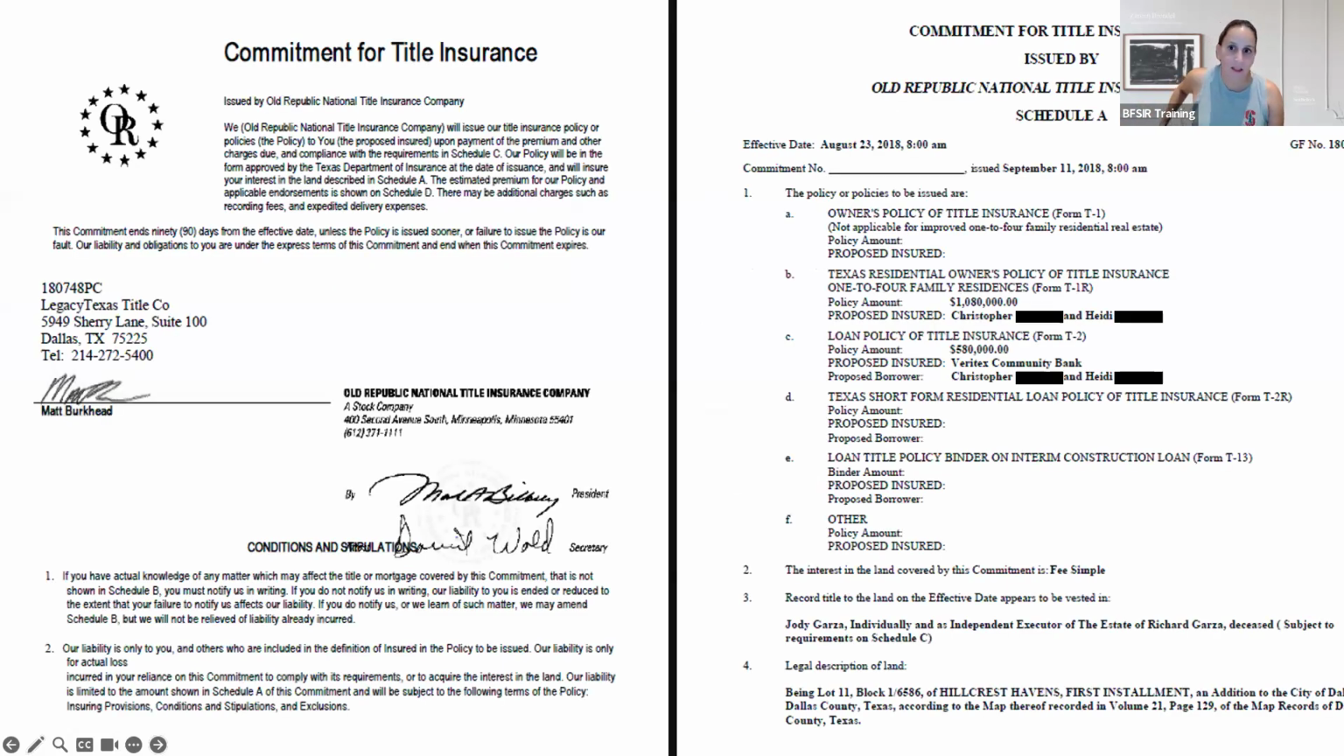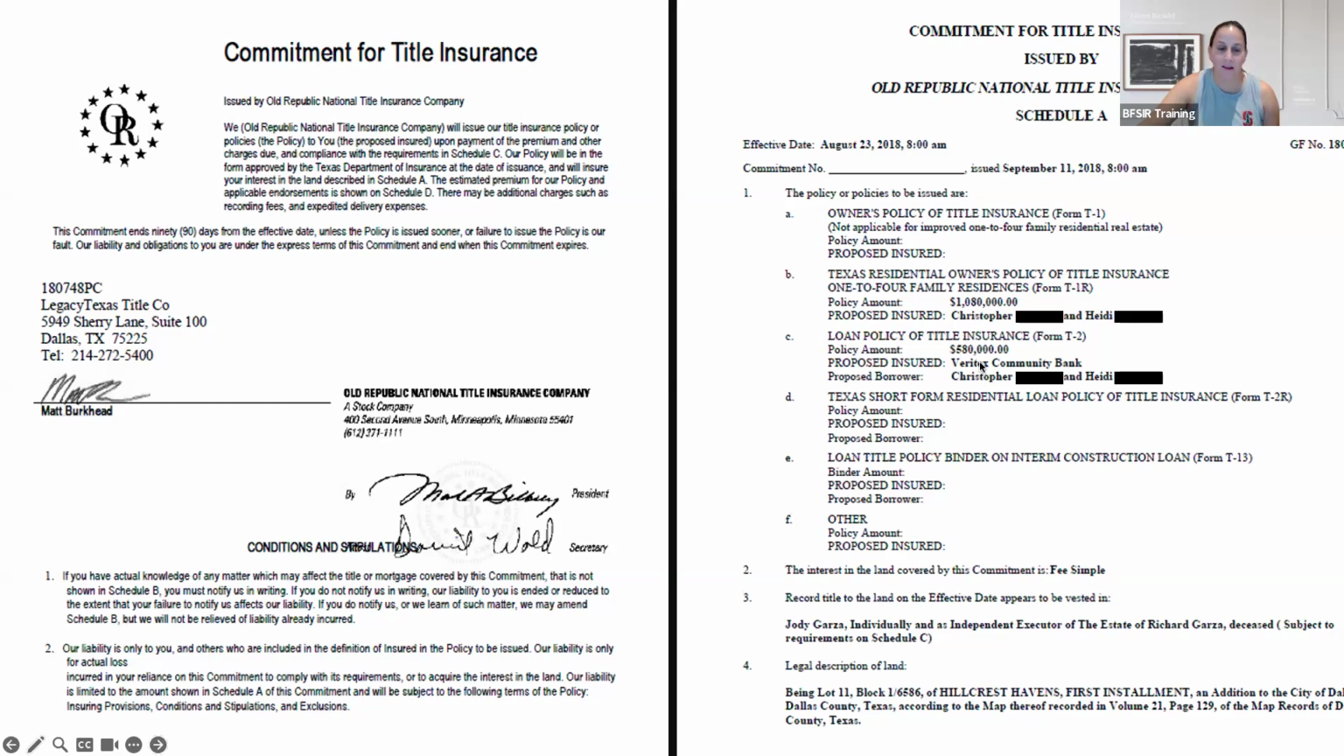So this is the title commitment. What you're looking at here is just the cover page, the binder, I think they call it. This is the Schedule A. The title commitment has A, B, C, and D. Schedule A is all of the information about the property. It shows the purchase price, who the buyer is, who's proposing to be insured, and whether there is a lender policy that's going to piggyback on top.